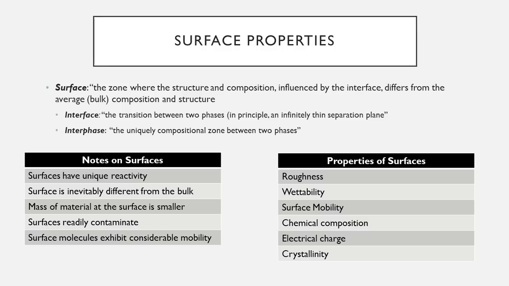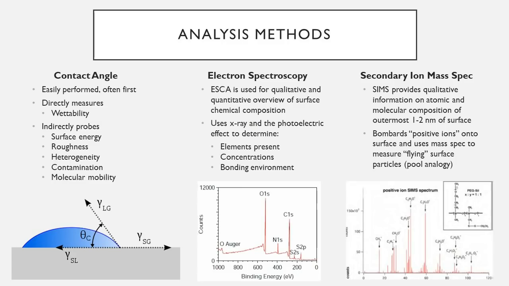Taking those into consideration, there are a number of different properties of surfaces that one will want to measure that might factor into the biocompatibility of a particular material. These could be the roughness of the material, wettability, surface mobility, chemical composition, perhaps the electrical charge and how that might be different from the bulk of the material, and also crystallinity, which again could be different from the bulk. So now that we've discussed some of those properties, let's talk about some of the analysis methods that give us quantifiable results for those particular properties.